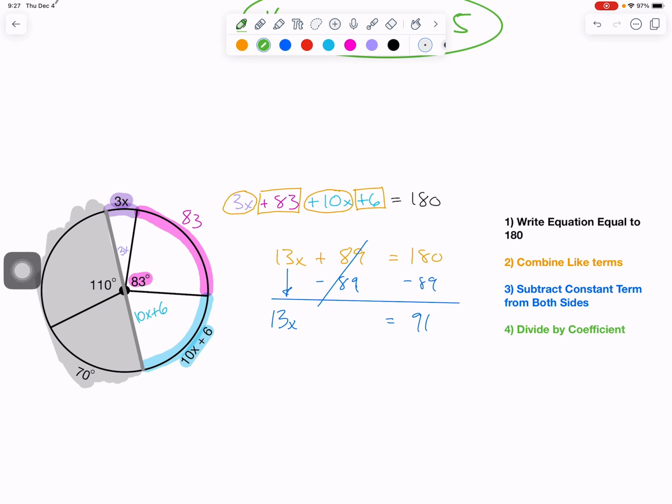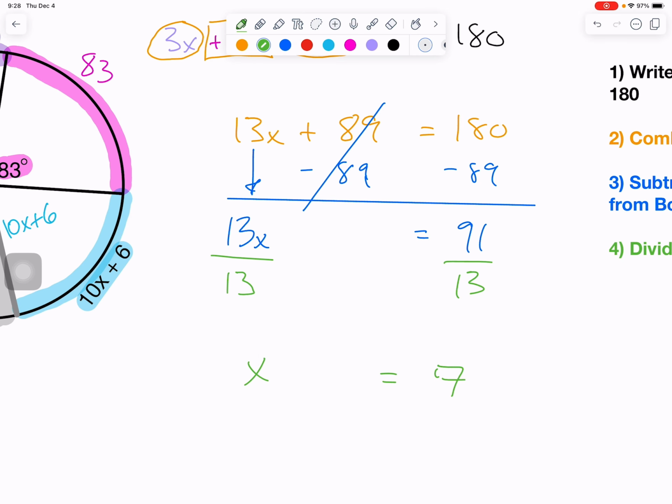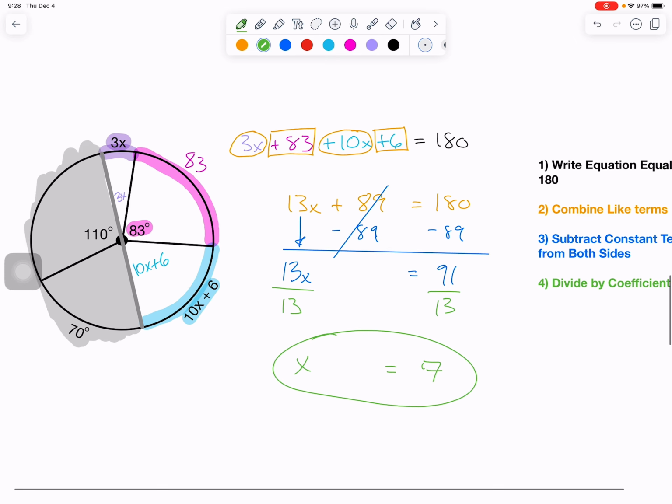And our last step is to divide by the coefficient. Divide by 13, divide by 13. 5 is 65, plus another 26. X should equal 7. Go ahead and circle.